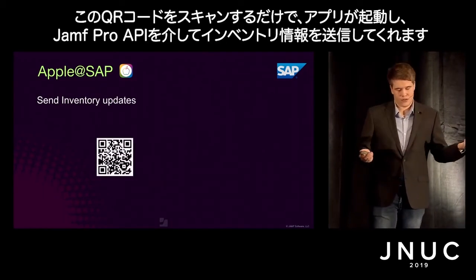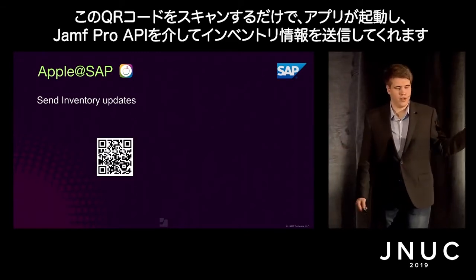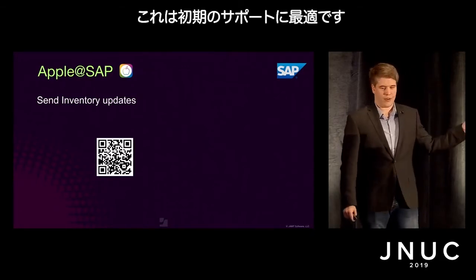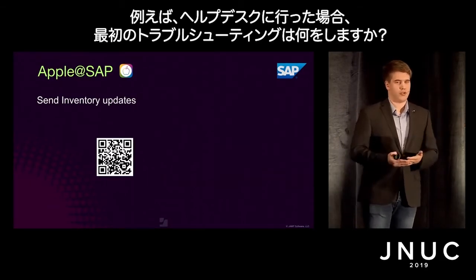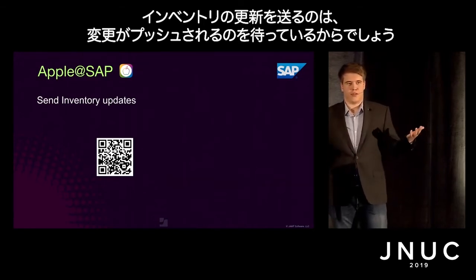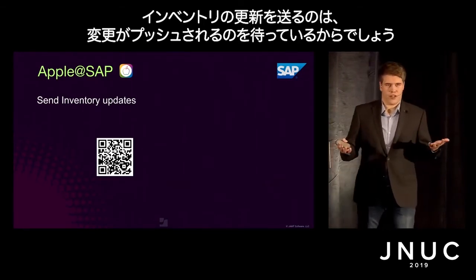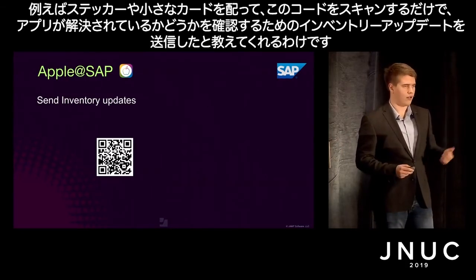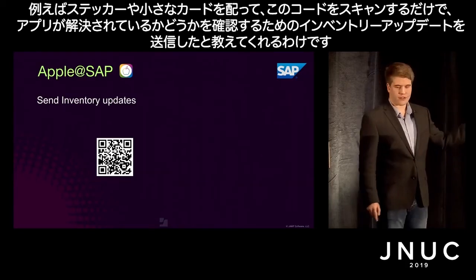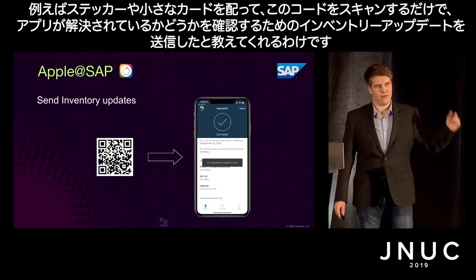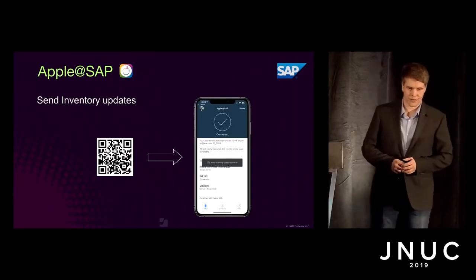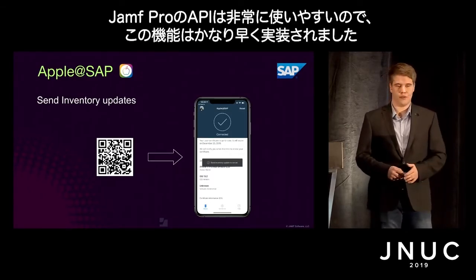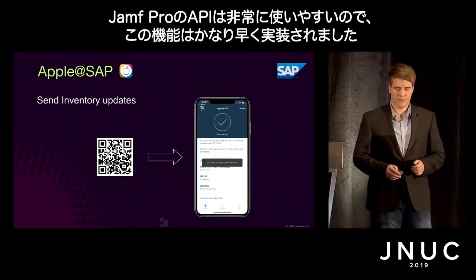And how would you do that? Well, just scan this QR code. It would open the app, and through the Jamf Pro API, it would send an inventory update. This is great for first support. Like if you go to the help desk, what's the first troubleshooting step that you would do? You would just send an inventory update because maybe it's just waiting for exactly that to get a change pushed. So you can hand out stickers or little cards, for example, and you would just scan this code, and the app will tell you, okay, I send an inventory update, see if that is fixed now. So that's really cool and really simple also. The Jamf Pro API is really easy to use, and this feature was implemented really fast.